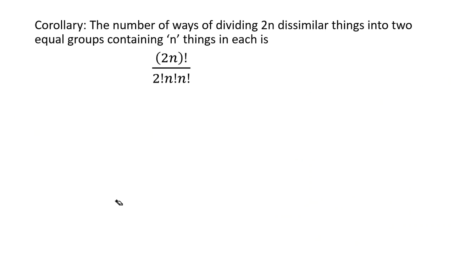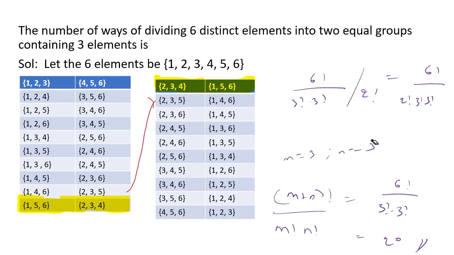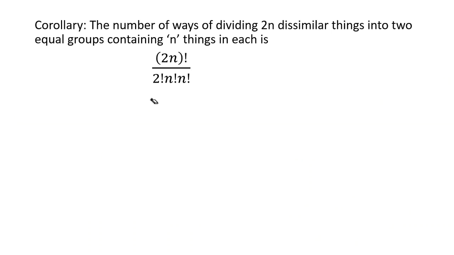In the previous example, I can say that this is first group and this is second group. There is some distinction between these two groups, because this group contains 2 elements and this group contains 4 elements. So I can name this group as 2 and this group as 4. But here in this problem, I cannot name these groups differently. So the name of this group is 3 and the name of this group is 3. So we'll have this extra 2 factorial in the denominator. Okay, let us give the proof.